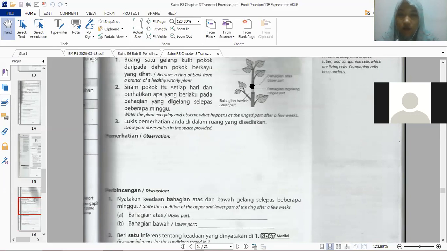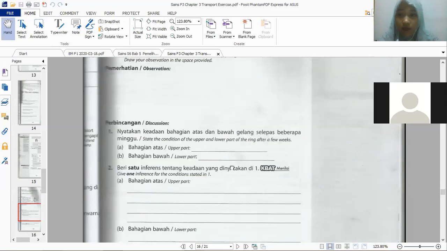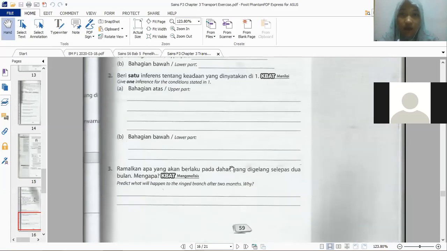But now, the food supply or the glucose is absent. So what happen if absent? There's no energy for the cell or tissue to function. So what happened to the plant? It will die. Dia akan mati after 2 months. Okay, after 2 months. Boleh faham? Dia akan mati ya.